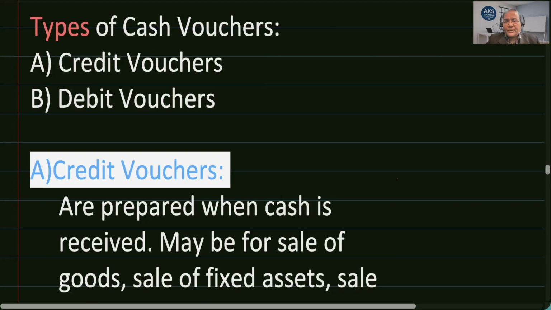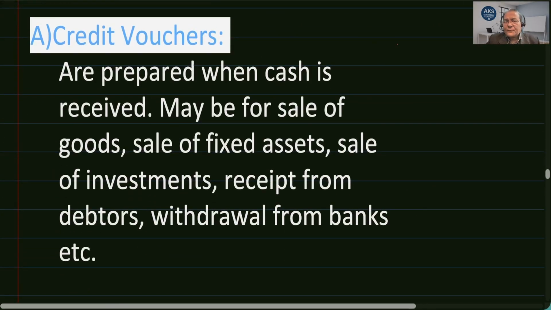Now, when it comes to credit vouchers, these are prepared when cash is received. Now, this has to be paid attention to. A credit voucher is prepared when cash is received, indicating the account which is required to be credited. Cash is received, so there is already a debit to be made to cash, but which account is to be credited is mentioned there. So maybe sale of goods. When we are doing sales, cash is received. If it is cash sales, cash is debited and sales is credited.